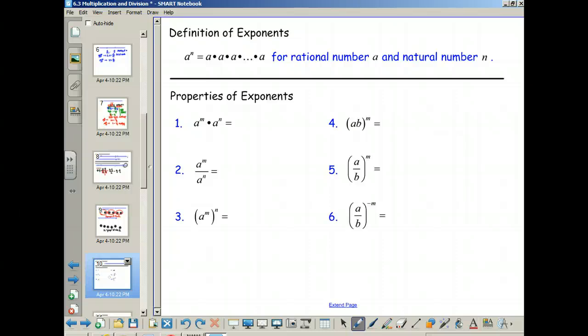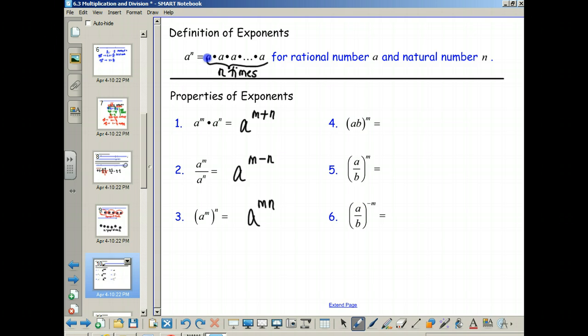So the first property is a to the m times a to the n. And before I get started, let me remind you what this notation means. If you have a to the n, it means that you're multiplying a by itself n times. So a to the m times a to the n, the property is that we add those exponents. Now property 2, if we divide them, that actually says that we would subtract the exponents. If you have an exponent raised to another exponent, that is multiplication of your exponents.